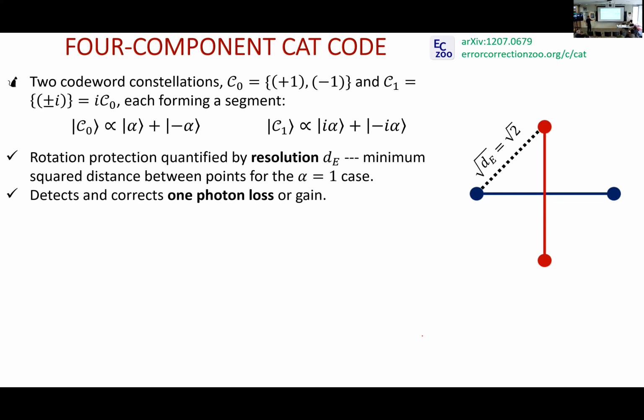And that's where now we start to distribute them. At least here, this is the least we can do. We can just add another one antipodally. And when we do that, you can show that this corrects 1 photon loss or 1 photon gain. Yes.